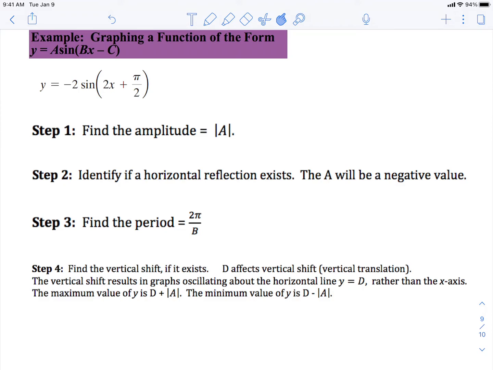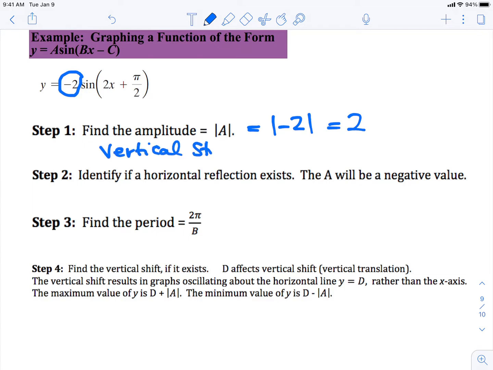All right, here is a sine function, and we're going to identify the amplitude first. So here's our a value. We're going to take the absolute value of that a, and we get 2. So that means we have a vertical stretch by 2.